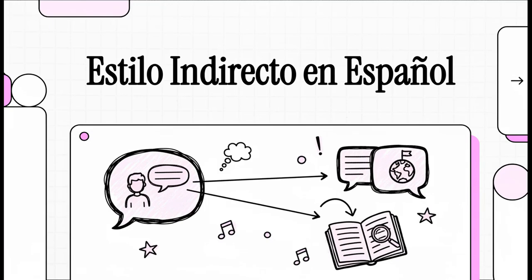You know that feeling when someone tells you an amazing story and you just have to share it? Well, in Spanish, doing that means mastering something called Estilo Indirecto, or reported speech. And honestly, it's like unlocking a storytelling superpower. It lets you share conversations and gossip and just make your Spanish sound so much more natural. So, let's get into it.